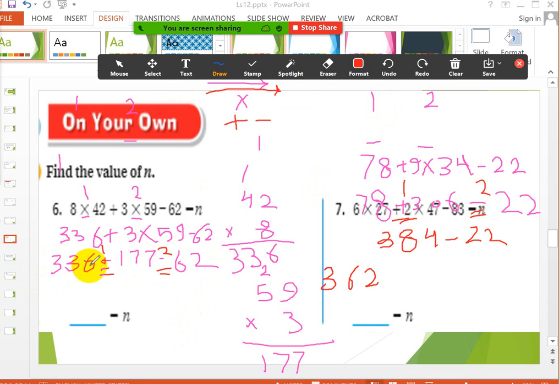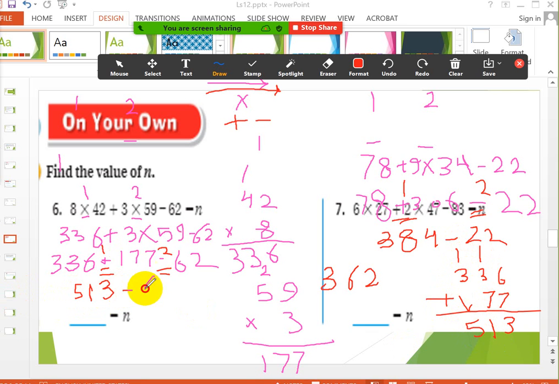So first thing, I will add the numbers, which is here 336 plus 177. Okay, let's find the answer. 6 plus 7 equals, sorry, 13. So I will put 3 here and 1 above the tens. 7 plus 3 equals 10 plus 1 equals 11. So it will be 1 here and 1 above the hundreds. 1 plus 3 equals 4 plus 1 equals 5. So the answer is 513.